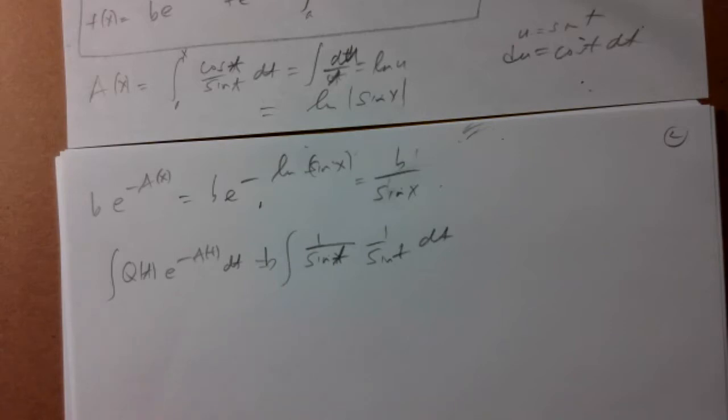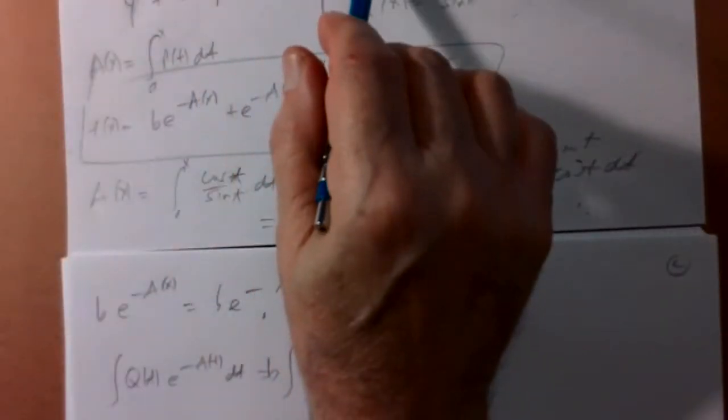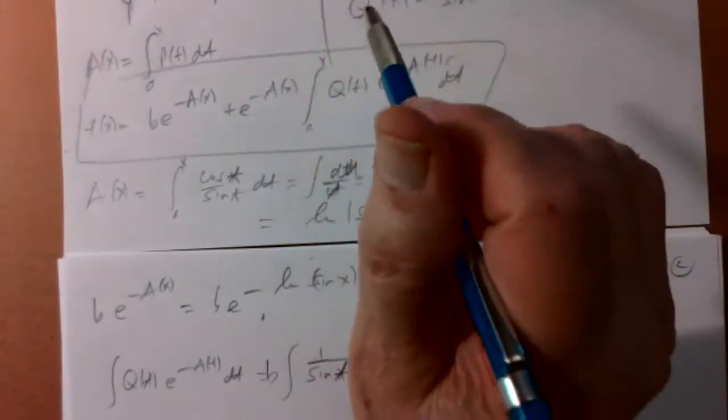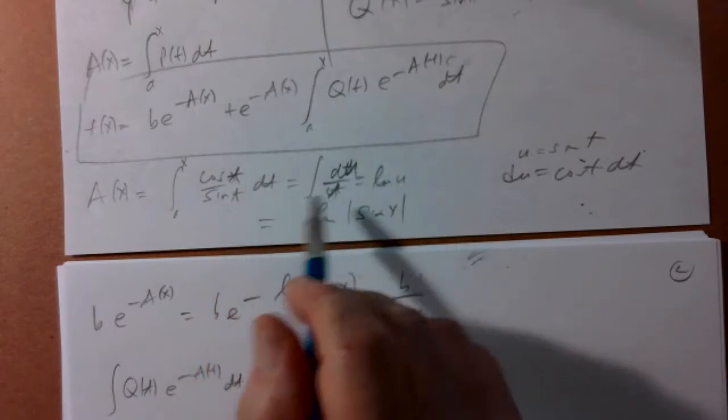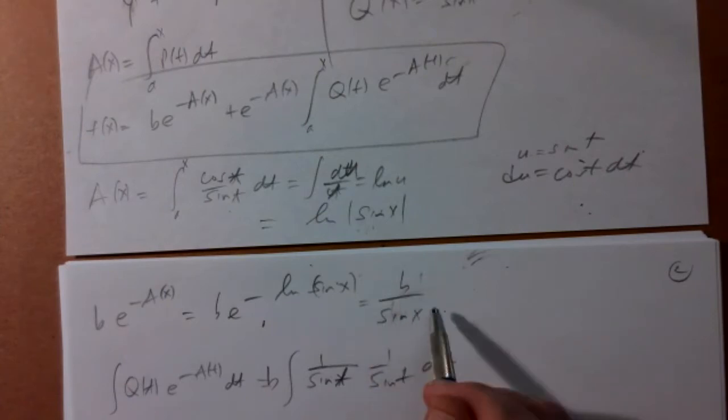Whenever there's a problem with a lot of calculation, I always like to double check everything. So y prime plus p of x y equals q of x. When you look for a solution of the homogeneous equation, if q of x were 0, it's e to the minus A of x, where A of x is the integral of p of t dt. So in this case, my p of t is the cotangent. So A of x is the integral of cosine t over sine t dt. That's the log of the sine. When you differentiate log of the sine, you get 1 over sine times the cosine. So e to the minus A of x is 1 over sine of x. So b e to the minus A of x is b over sine of x.